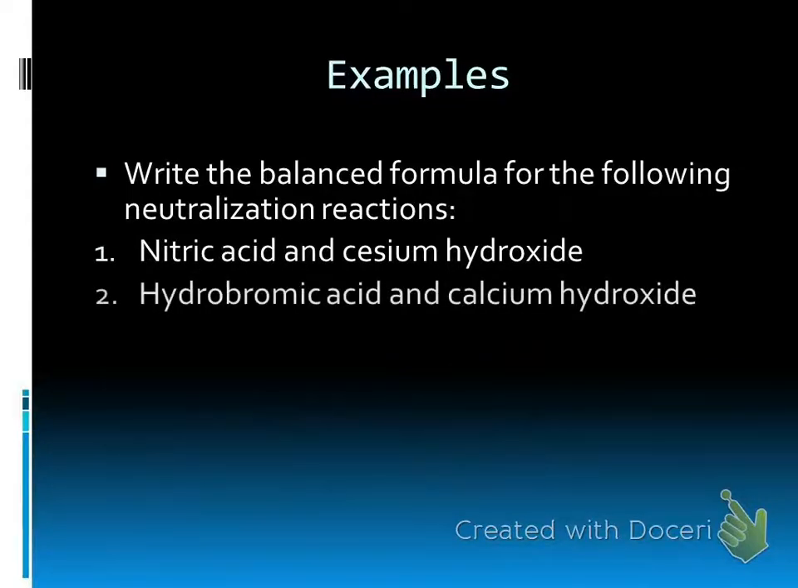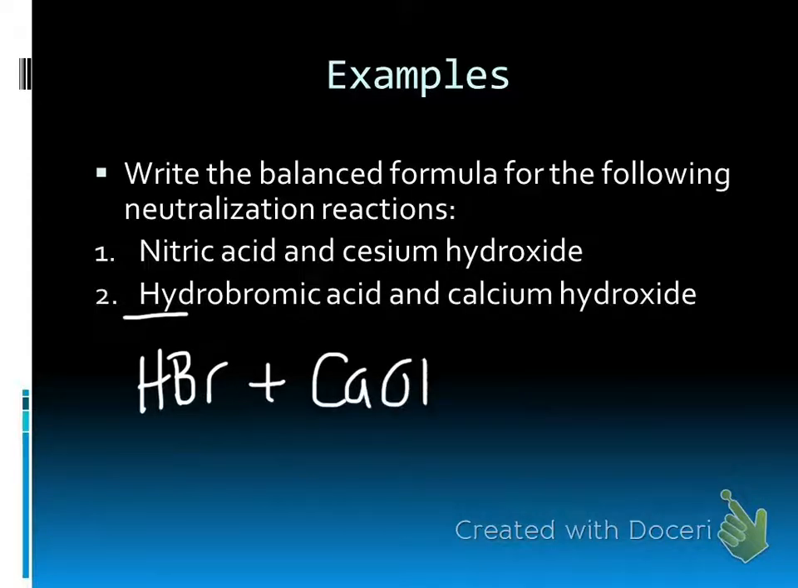The next one, hydrobromic acid. So it starts with hydro, which means it's binary. So it's HBr, straight off the periodic table. Hydrogen's +1, bromine's -1, so that balances out. Calcium hydroxide. Calcium you know is Ca. Hydroxide is OH. Check the charges. This is a -1. Calcium's a +2. So we need 2 hydroxide ions to balance that 1 calcium ion. So I'm going to put this in parentheses.